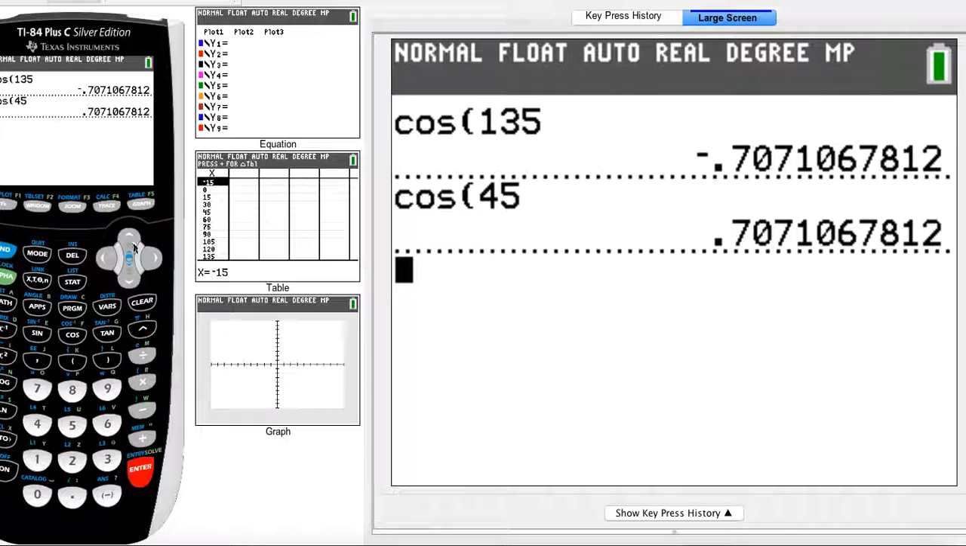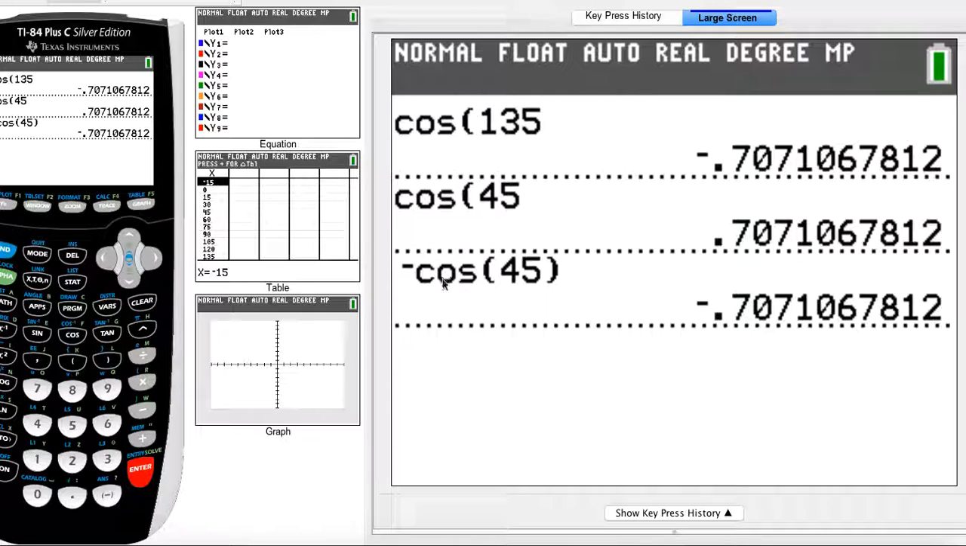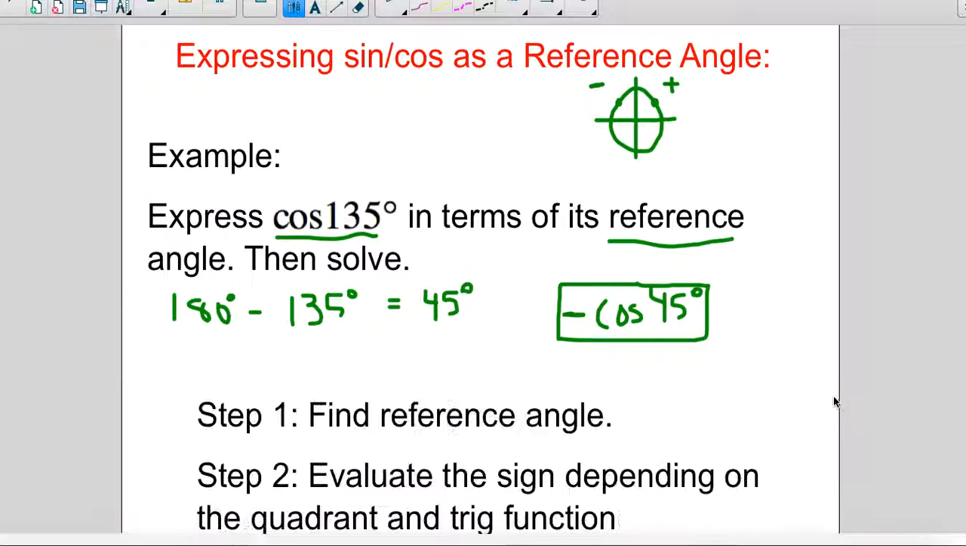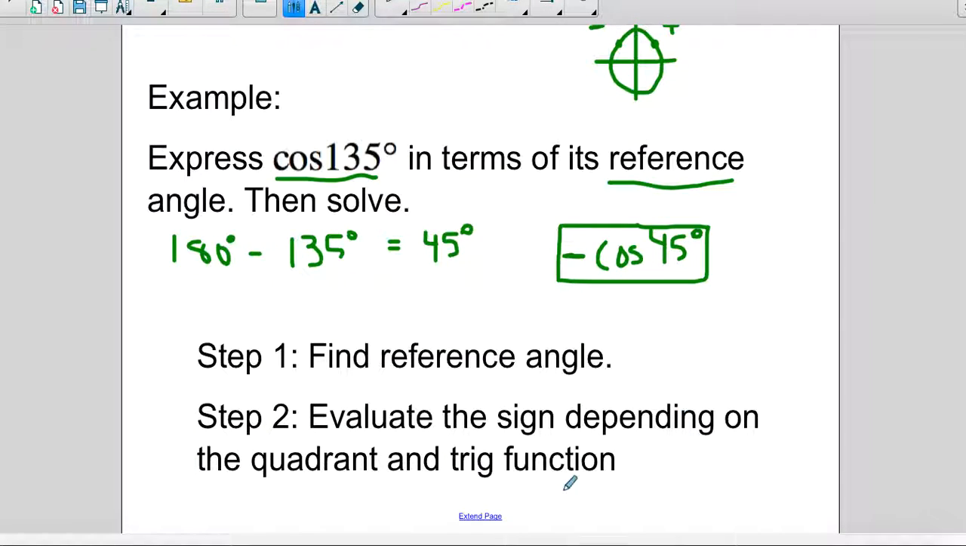The answer should be this. If I just put a negative cosine of 45, then it would be the exact same thing. So this is writing cosine of 135 as a reference angle, because the only difference is that now it's 45 instead of 135. To make sure it's equal to the same thing, you have to throw the negative sign out there. But it doesn't work the same for everything. Those are the steps we just did.